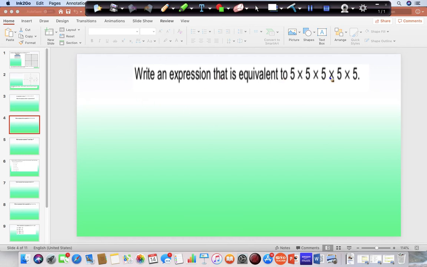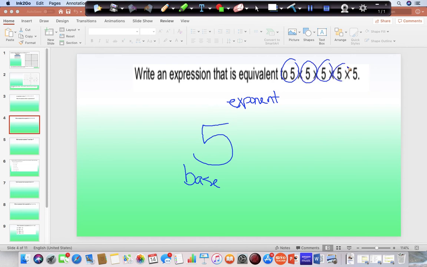Write an expression that is equivalent to 5 times 5 times 5 times 5 times 5. Remember, that number that repeats is our base. The small number is how many times that is repeated. 1, 2, 3, 4, 5. So 5 to the 5th power is our answer.